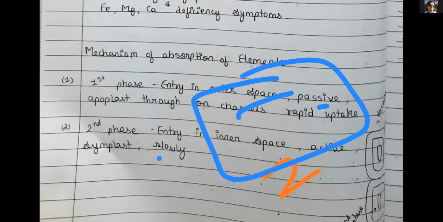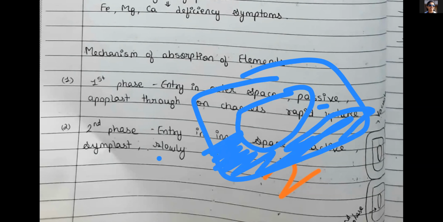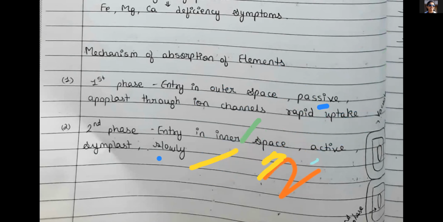First, the outer space, from cell wall to cell membrane. Here the water movement occurs through the apoplast, and with that, the elements come in. It's a passive process, a rapid process. Now these elements enter the cell by crossing the membrane. So here it has to cross the membrane. That's why we consider it the simplest pathway, right? And this pathway is a very slow pathway. Any doubt in this?